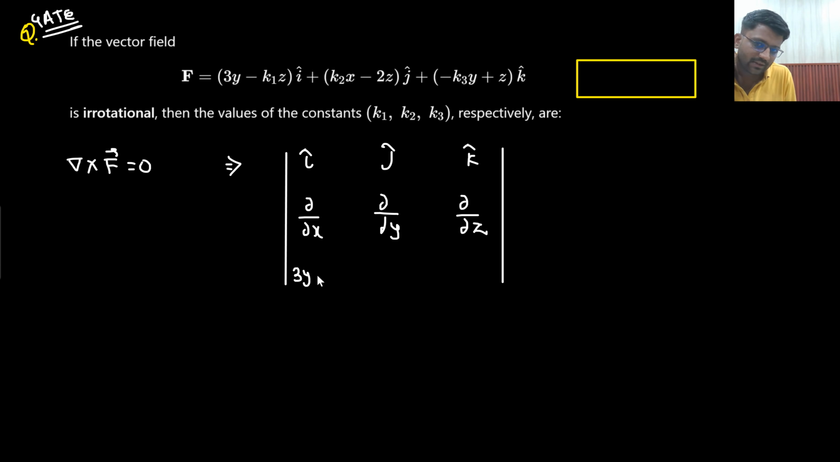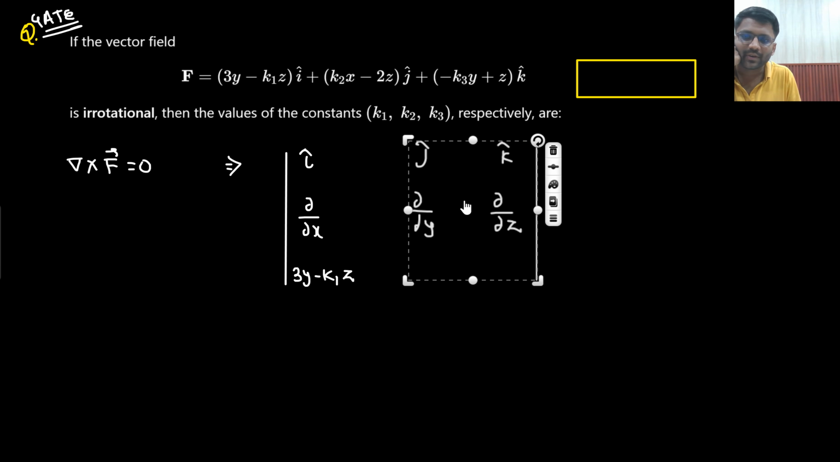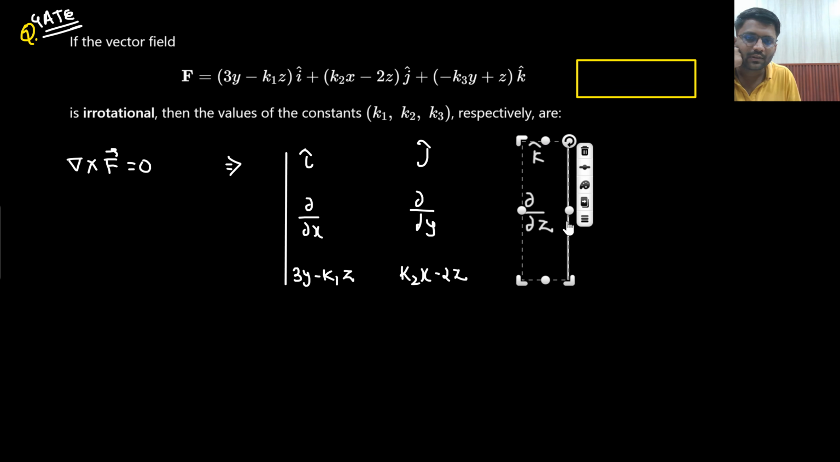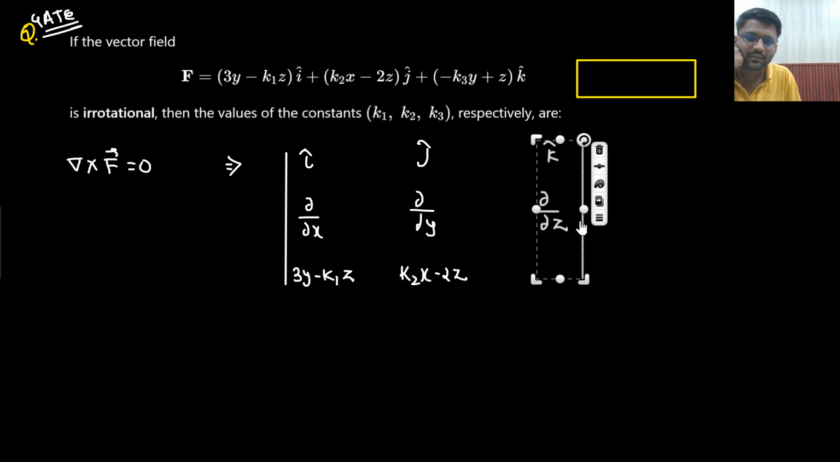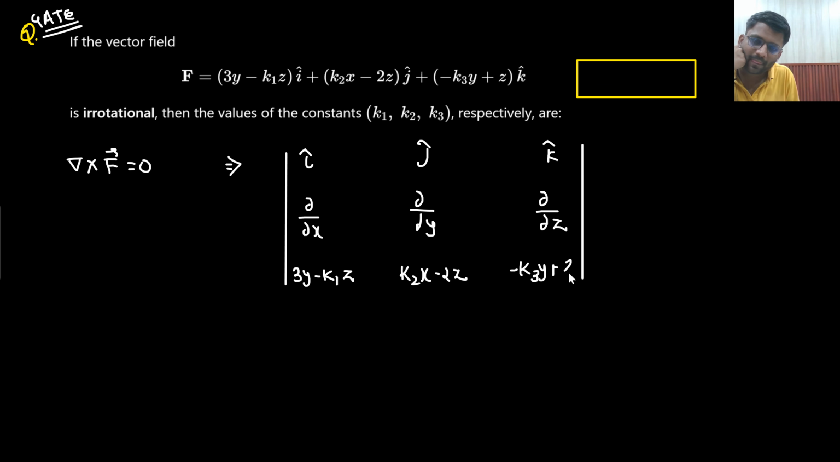3y minus k1z, k2x minus 2z, minus k3y plus z. Okay, so let's solve it.